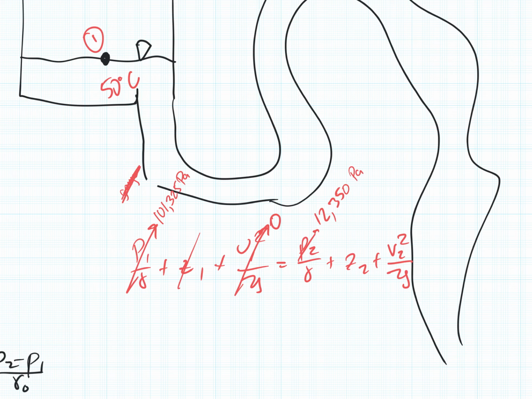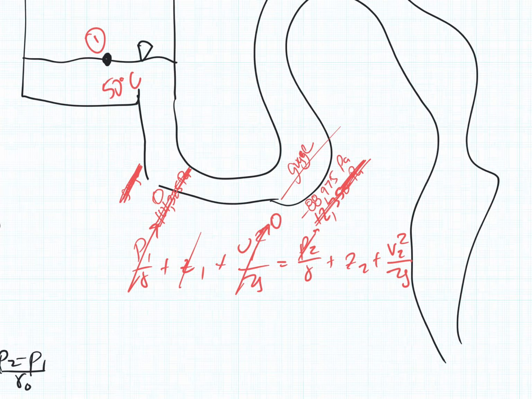Now we're not working in gauge pressures at all. Or if you prefer gauge and you want this to be 0, you can make this 0 and subtract 101,325 from this one, and you're left with negative 88,975 Pa for your pressure here. Obviously, you still have to divide by gamma. And then the whole problem is in gauge. You can either work in gauge or absolute, but you just need to be aware of it.